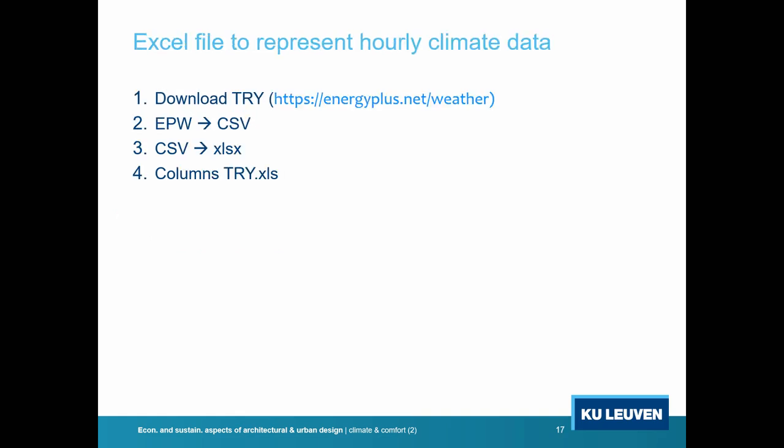So first of all, you download them. So you go to the website and you download the data. It's typically a file that you will download with the extension EPW. So that's the extension of the file. You have it on your computer, and then we will change it to a comma-separated file and then an Excel file. But let's go step by step.